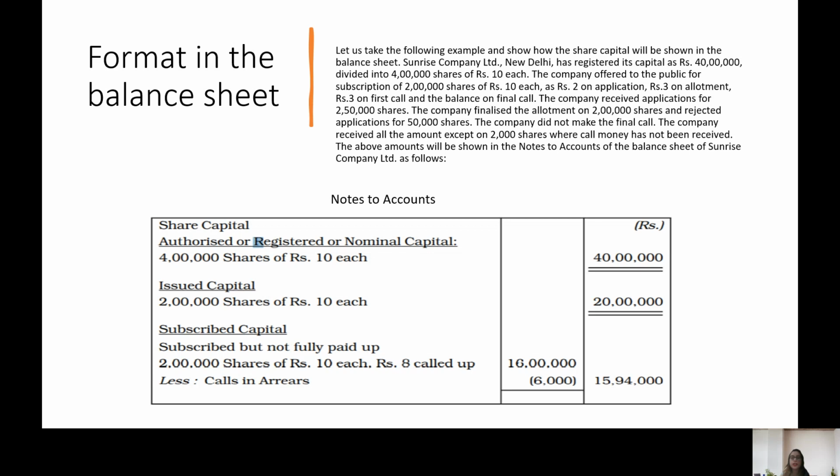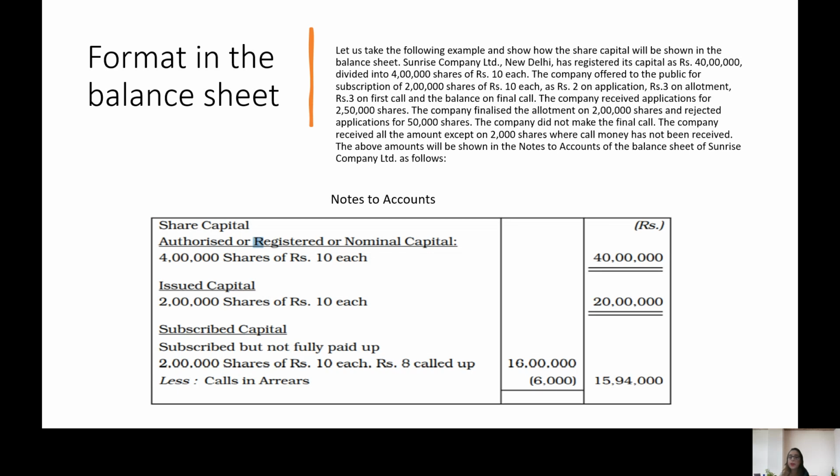Sunrise Company Limited, New Delhi has registered its capital as rupees 40 lakh divided into 4 lakh shares of rupees 10 each. The company offered to the public for subscription 2 lakh shares of rupees 10 each, payable as rupees 2 on application, 3 on allotment, 3 on first call and the balance on final call.